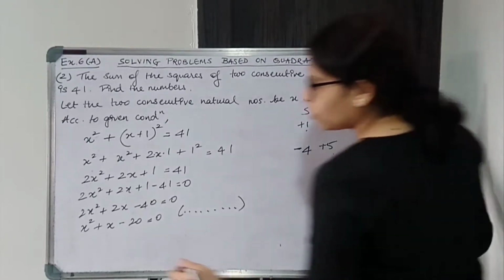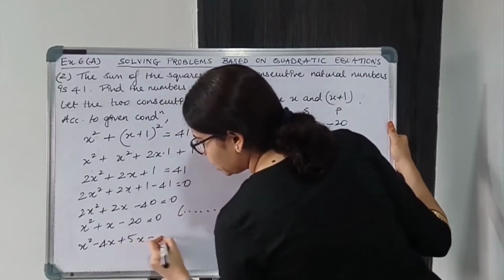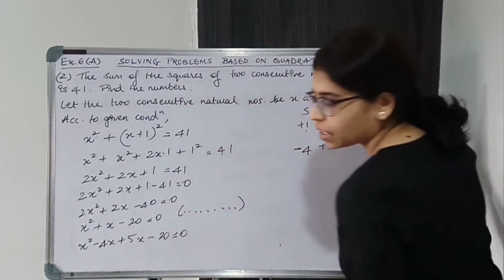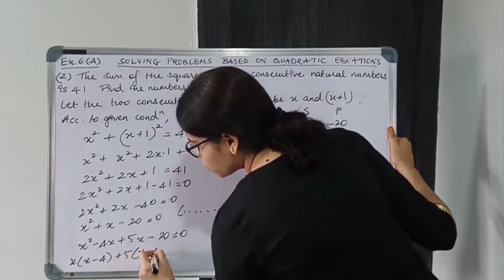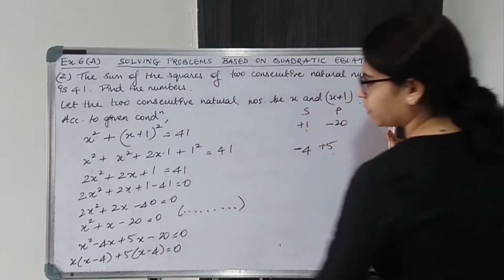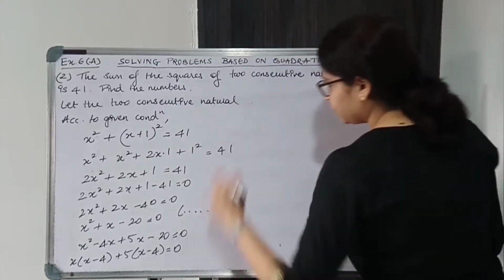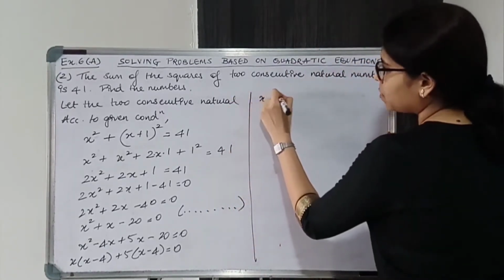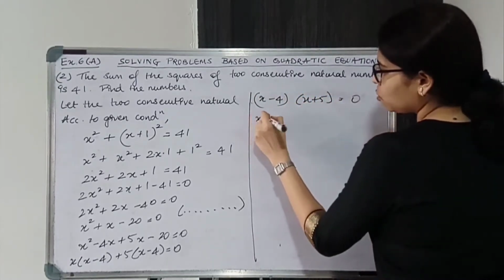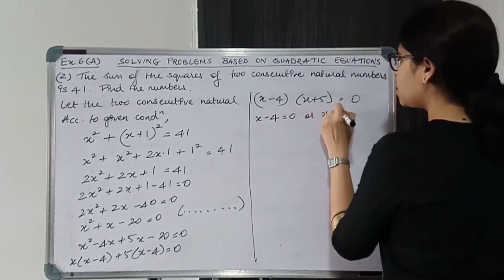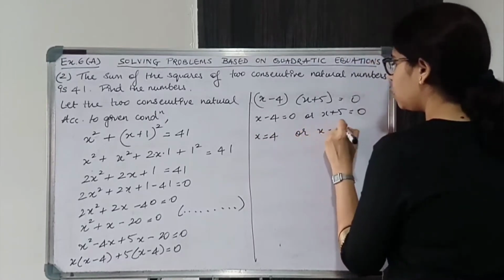So x square minus 4x plus 5x minus 20 is equal to 0. Now let's take common. So x into x minus 4 plus 5 into x minus 4 is equal to 0. So x minus 4 into x plus 5 is equal to 0. So x minus 4 is equal to 0 or x plus 5 is equal to 0. So x is equal to 4 or x is equal to minus 5.